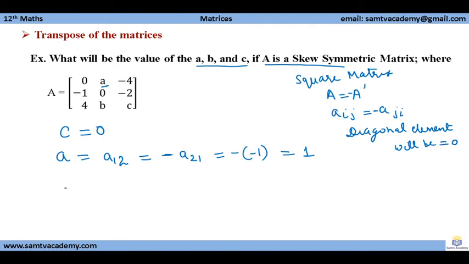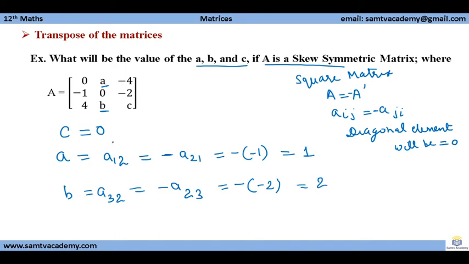Similarly, next we need to find element B. So what is the location of B? Location of B is third row second column. Third row second column is equal to minus of second row third column. So what is second row? Second row is this and third column is this, minus 2. So minus of minus 2 will become 2.